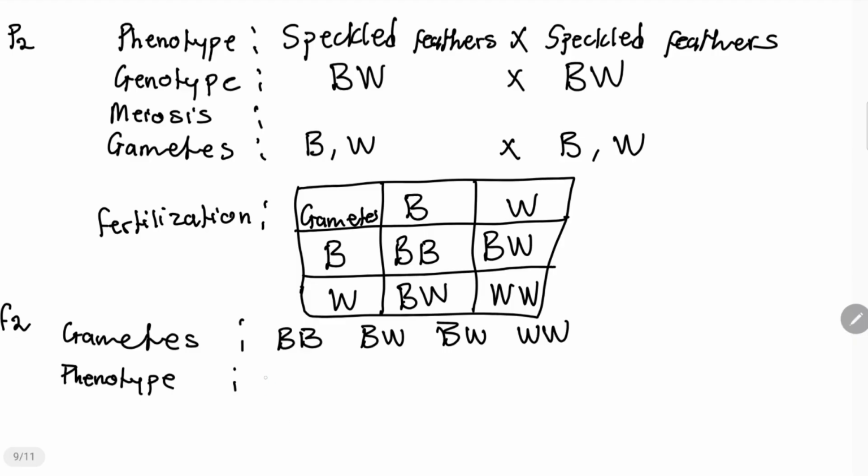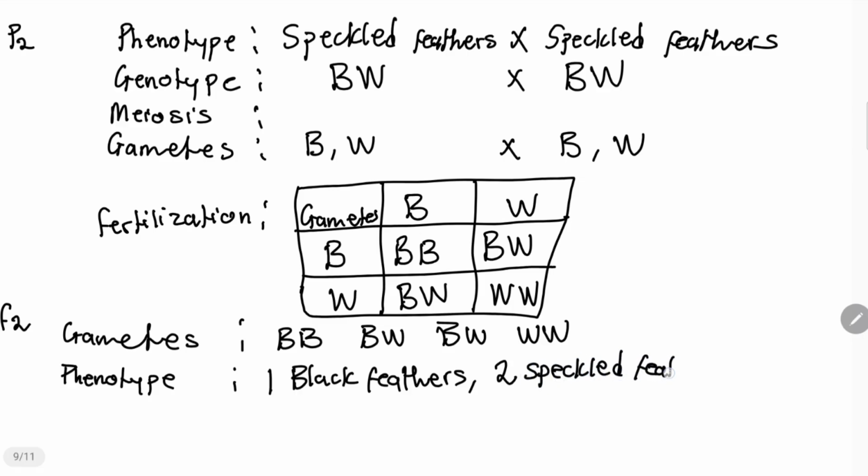So our phenotype here, we've got one with black feathers. And then we're going to have two with speckled feathers. And finally, we're going to have one with white feathers.